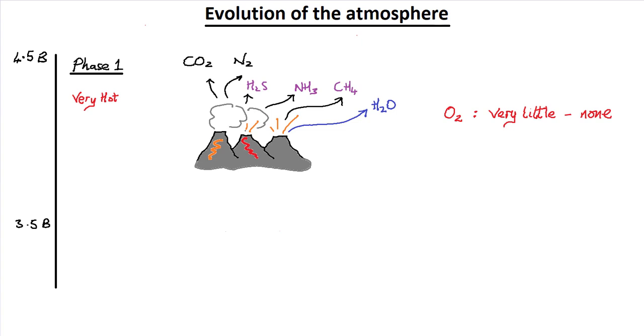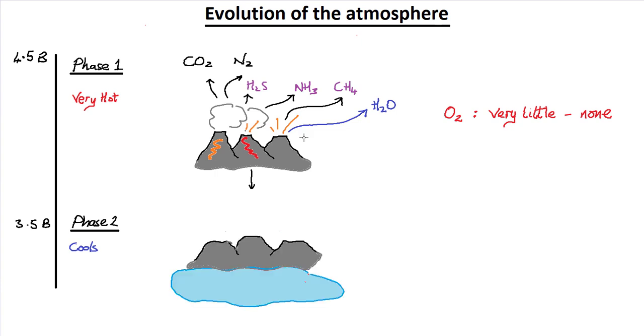So in this phase we're talking about a billion years, so we're going down to about 3.5 billion years ago where we arrive at phase 2, which is where now the atmosphere in the Earth has cooled a bit, and what that means is that the very large amount of water vapor that was present in the atmosphere starts to condense to form the oceans. So the water vapor there is condensing into the oceans, and that's going to provide the environment necessary for life to come into existence, which we'll talk about later.